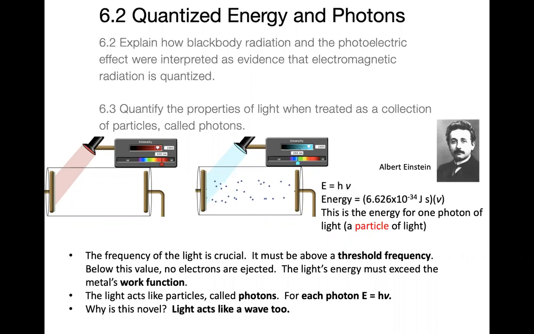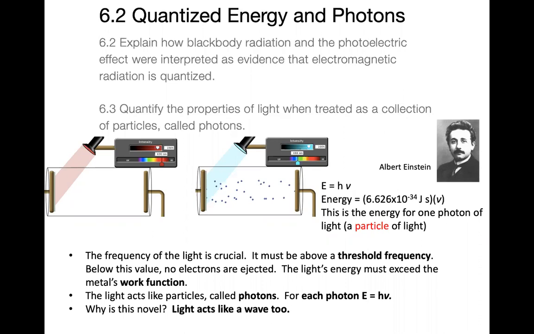Because in other experiments, light acts like a wave too. Light can be diffracted, it responds when it goes through a prism in a certain way, it can be refracted. A lot of experiments show that light is a wave. This is an experiment that is suggesting that light is behaving like a particle.